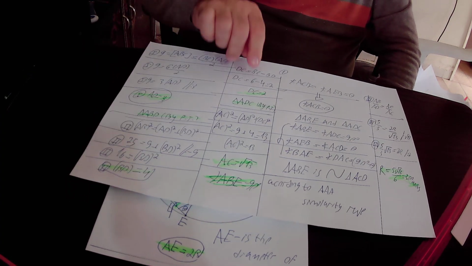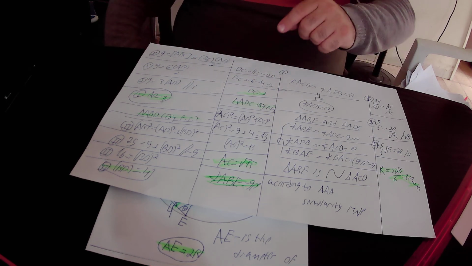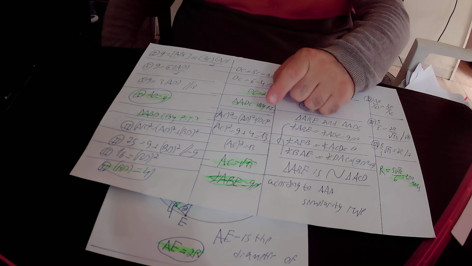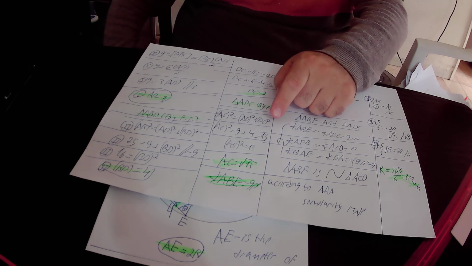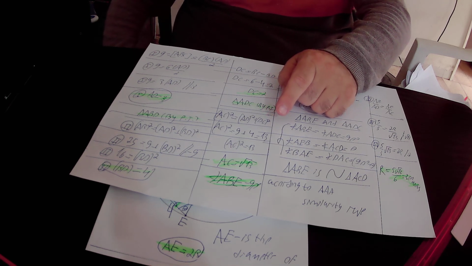AC square equals AD square plus DC square. AD is 3, so AD square is 3 squared, that is 9, plus DC square. DC is 2, so DC square is 2 squared, that is 4. So in conclusion, we found out that AC square equals 9 plus 4, that is 13.